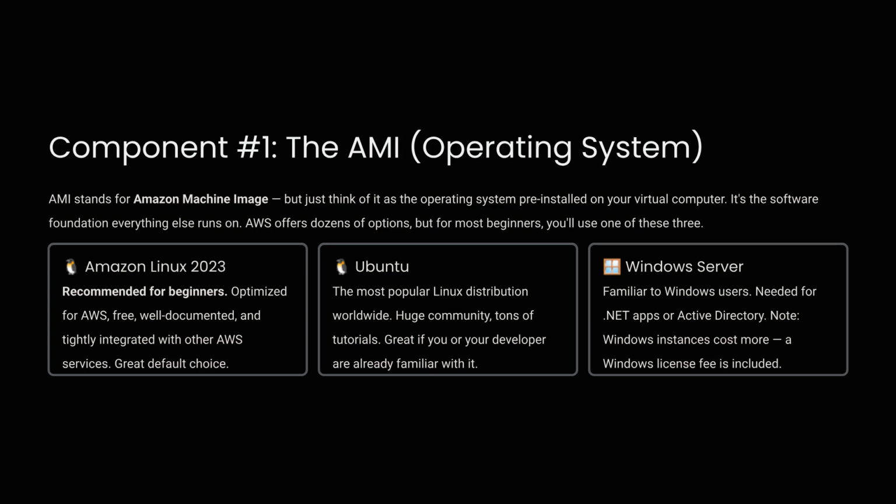The AMI, or Amazon Machine Image, is your operating system. For beginners, Amazon Linux 2023 is recommended. Ubuntu is a popular Linux option. Windows Server is available for specific needs, but costs more due to licensing fees.